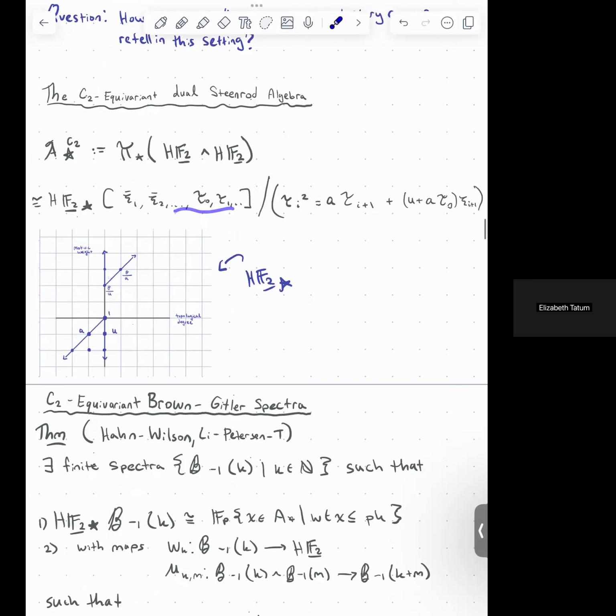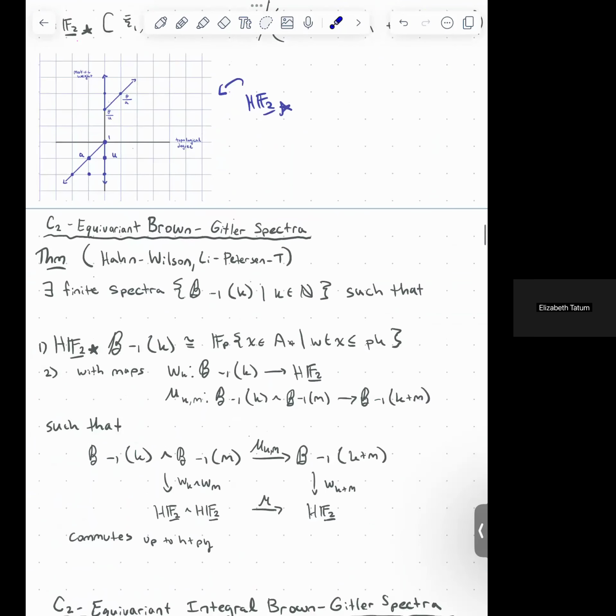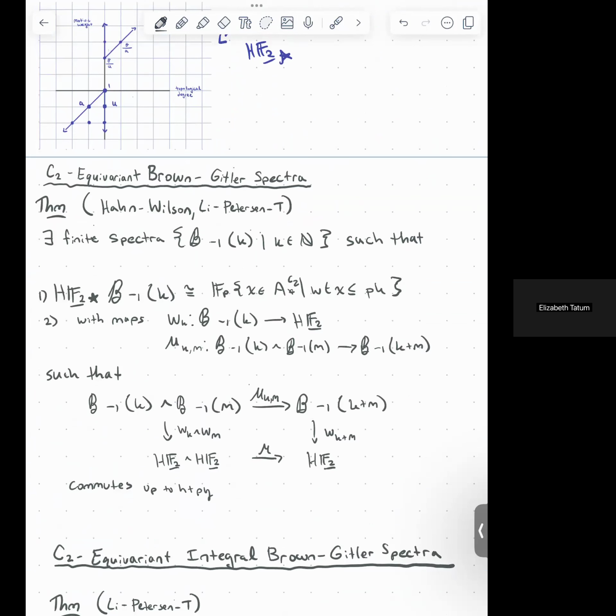And indeed, we have C2 equivariant Brown-Gitler spectra. So there are finite spectra such that the C2 equivariant homology of these Brown-Gitler spectra is composed of monomials having the appropriate weights in the C2 equivariant dual Steenrod algebra. And they come along with analogs of these pairing maps that we would hope for.